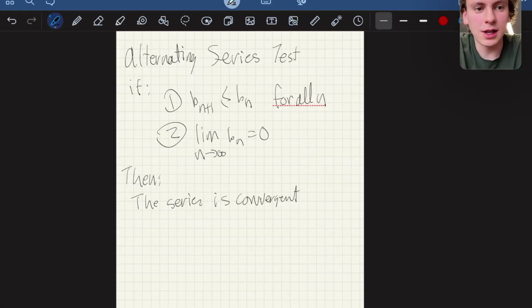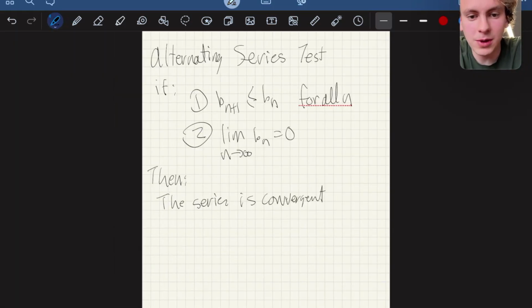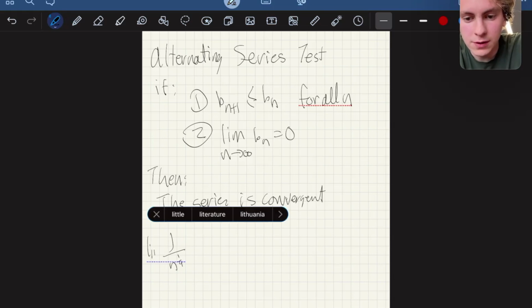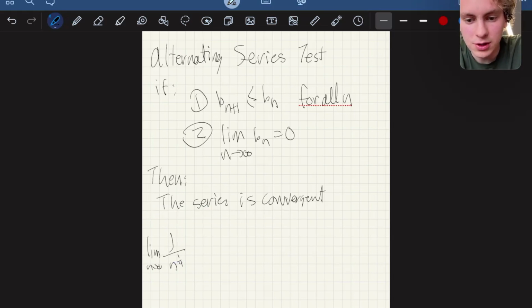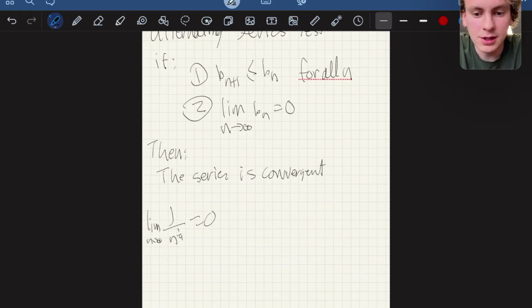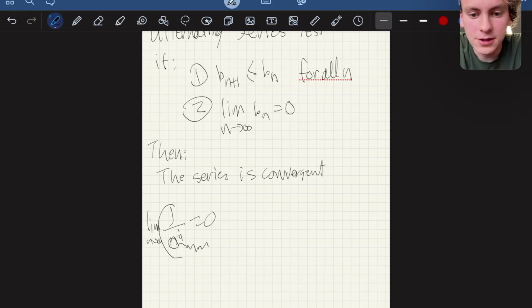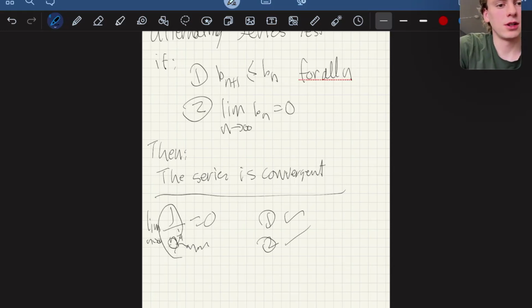Let's test for the second condition. b sub n, as we saw, is 1 over n to the 1/4. So we want to know if the limit of that as n approaches infinity is 0. And this is true because as n approaches infinity, as the denominator gets larger and larger, this number approaches 0. So therefore, conditions 1 and 2 are met, and the series is convergent. Since it's not absolutely convergent, but the alternating series itself is convergent, we can call it conditionally convergent.